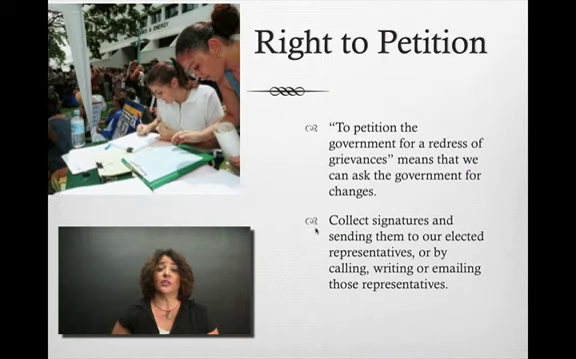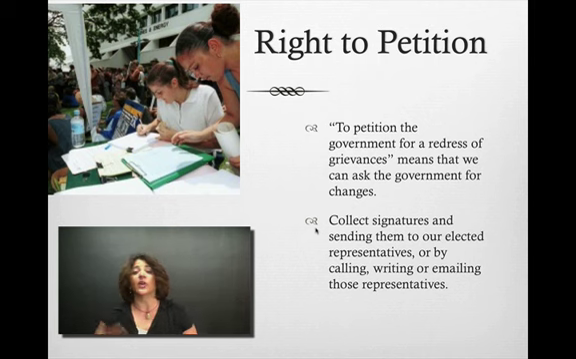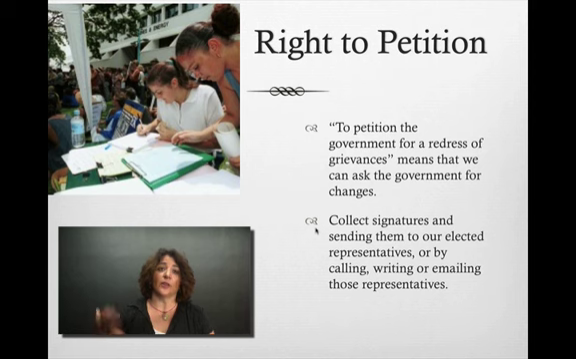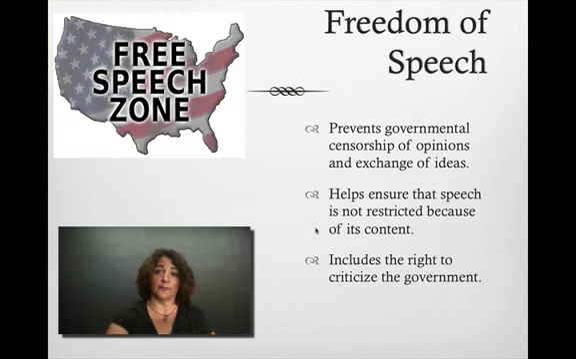The right to petition a government. So we have the ability to tell the government we want changes. Think about how many times petitions have been sent to the government that have initiated change, that we collect signatures, send to our elected representatives, or we email those representatives or mail them, send letters to them, hoping that we can facilitate change. That's all protected in the First Amendment.